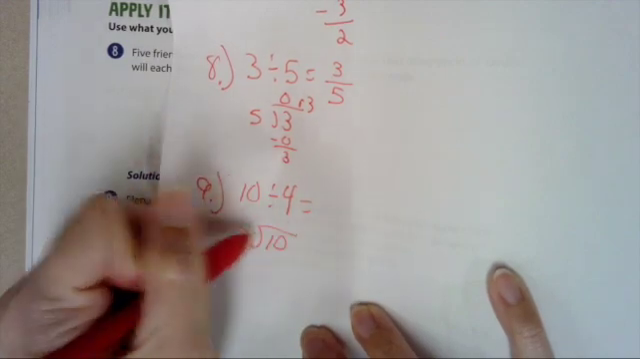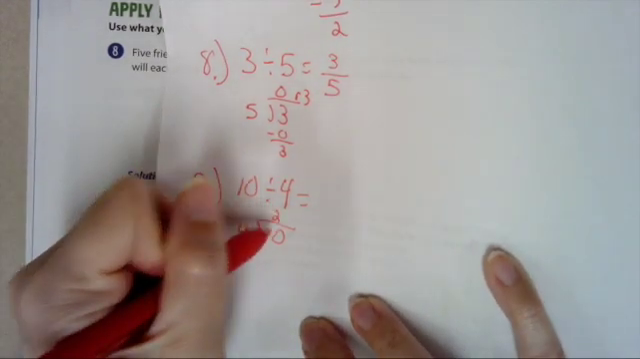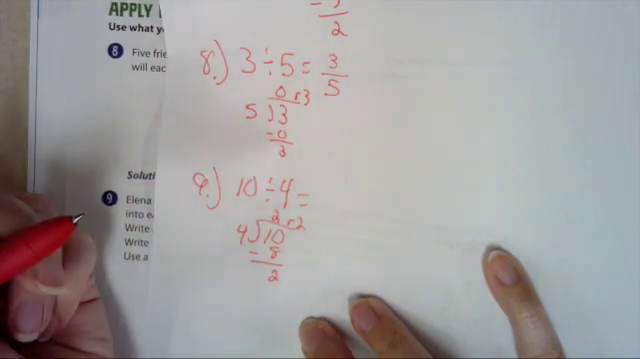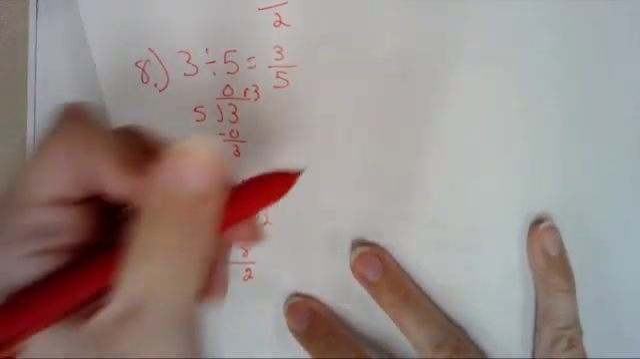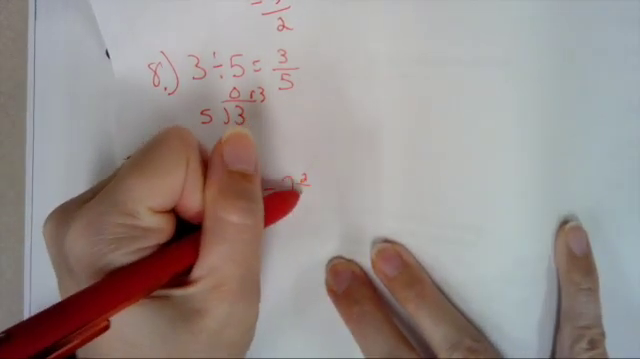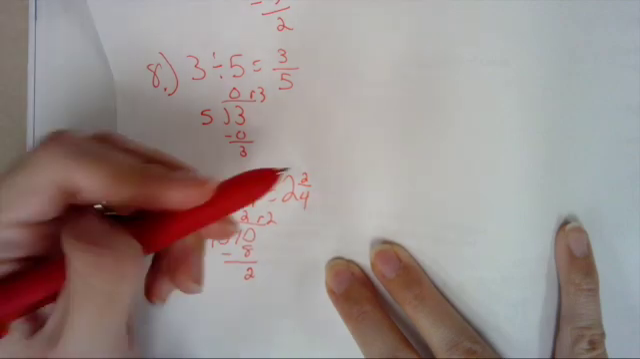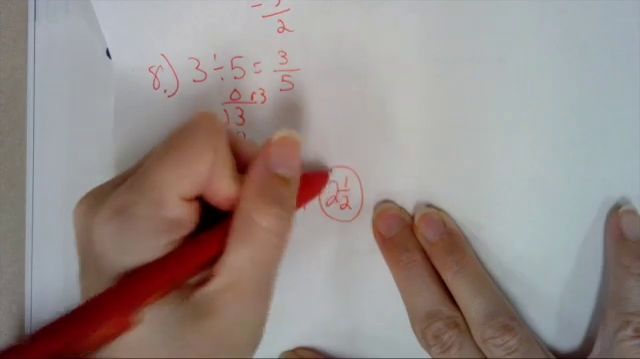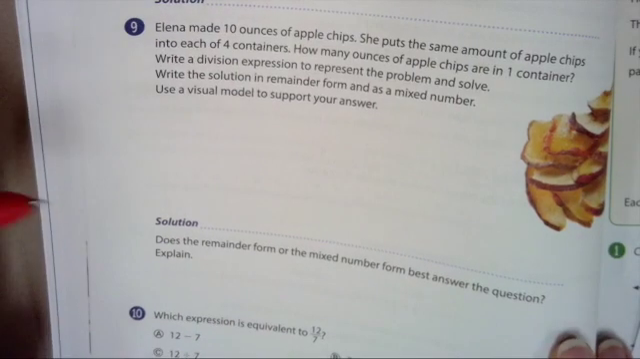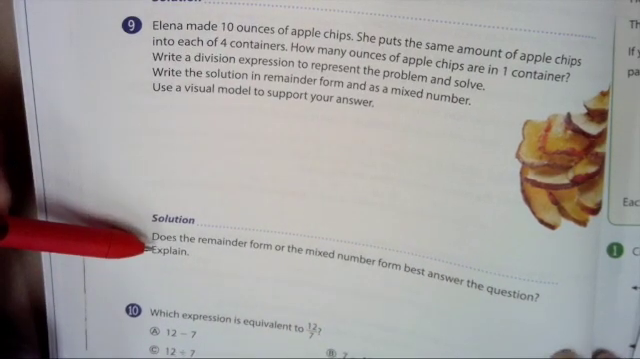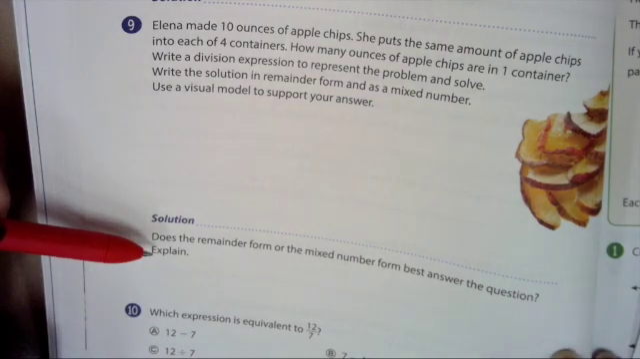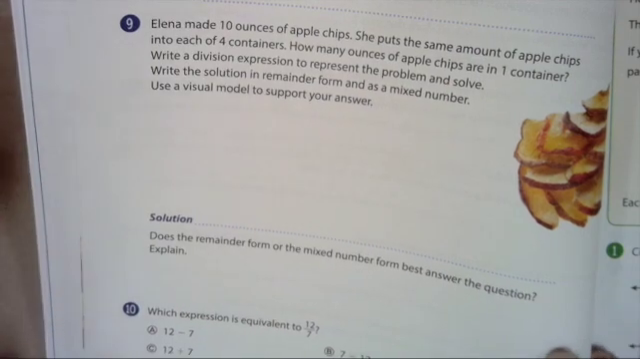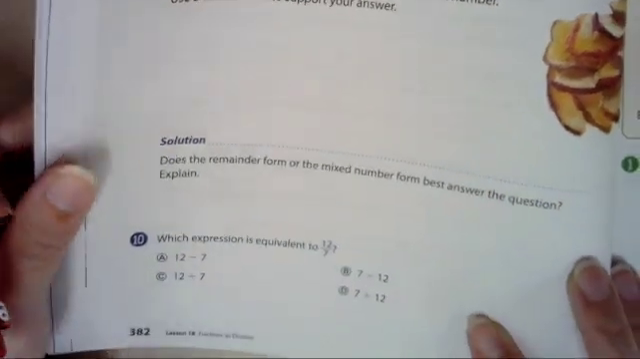So we're going to work out 10 divided by 4, which is 2 with a remainder of 2. They wanted us to write that as a mixed number, so that is 2 and 2/4. But 2/4 can be simplified to 2 and 1/2, which is our final answer. You do not have to do this part right here. Does the remainder form or mixed number form best answer the question? The mixed number form does, but we are not answering that question. We're going to go down to number 10.